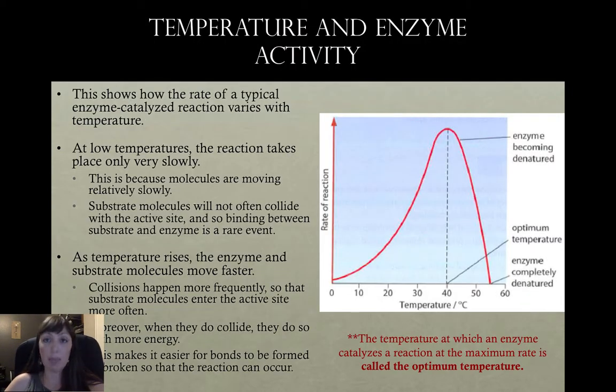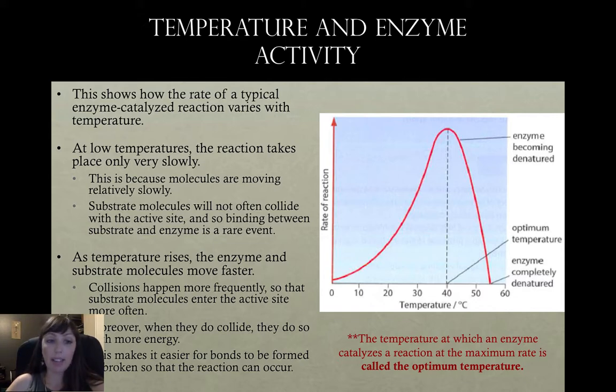Okay, so temperature on enzyme activity. So this curve shows how the rate of a typical enzyme catalyzed reaction varies with temperature. And we know a lot about this already, okay? So at low temperatures, the reaction takes place very slowly. And that's because the molecules are moving slowly, and so they're colliding less often. They don't have as much energy when they are colliding. And so binding between the substrate and the enzyme is more of a rare event.